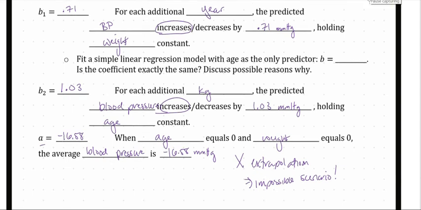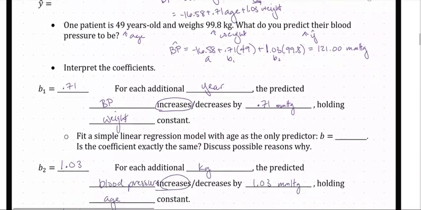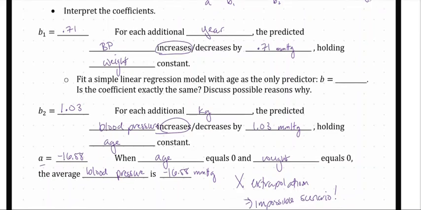So that is a quick review of fitting a multiple regression model in JMP, interpreting the estimates, all the slopes and the intercept, and thinking about what that would mean in this multiple regression setting.